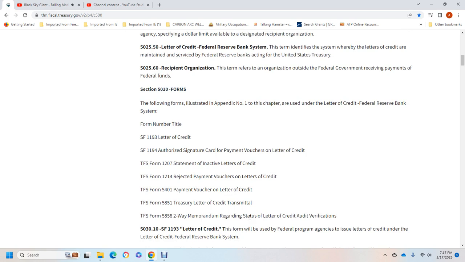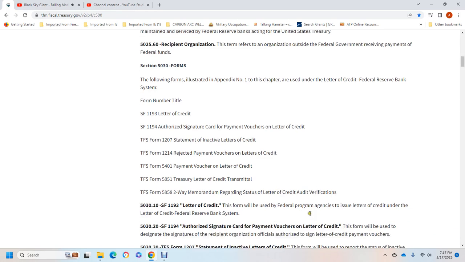Section 5030, Forms. The following items listed, as illustrated in Appendix 1 of this chapter, are for the letter of credit, Federal Reserve Banking System. Form number and title: 1193, Letter of Credit. 1194, Authorized Signature Card, payment voucher, letter of credit. TSF 1207, Statement of Inactive Letter of Credit. 1214, Rejection of payment voucher of the letter of credit. 5401, Payment Voucher of the letter of credit. 5851, Treasury Letter of Credit Transmittal. 5858, Memorandum regarding status of the letter of credit audit verifications.